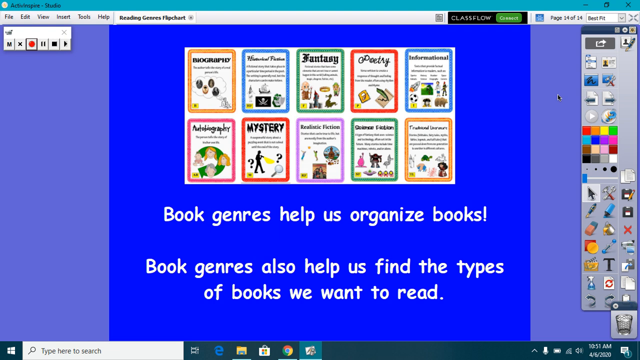Okay, and that's all the genres we're going to learn about today. Just remember, book genres are important because they help us organize books. They can help us find the types of books we want to read. So when you walk into a library at school or the public library, it helps to know what kind of books you're looking for, what kind of genre you like, because that's how they're organized in a library. If you're looking for a fiction book, you would go to the fiction section. Or if you're trying to research something, then you would need informational books, so you would go to that section. So it really does help to know what genre you're looking for when you go to read a book.